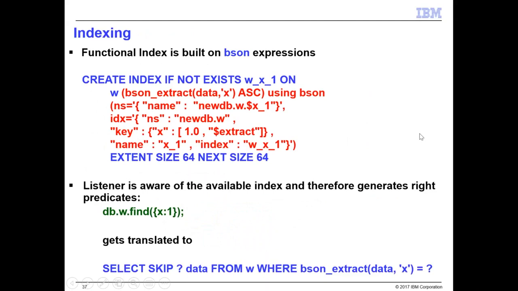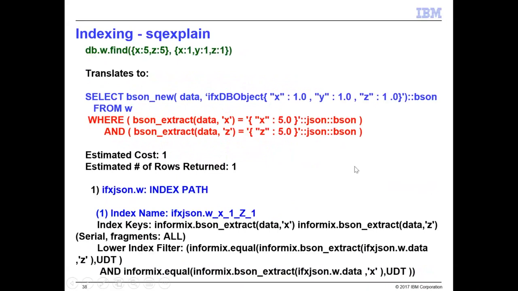Functional indexes built on BSON expressions. The find X1 gets translated to what you see at the bottom of the screen. I'm lazy. I don't like writing code any more than anybody else does, so I find myself doing a lot of Mongo stuff when I'm working with this. Takes a little bit of memory on the syntax, though.